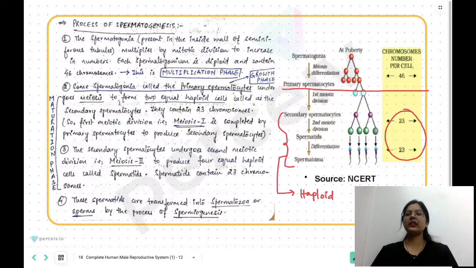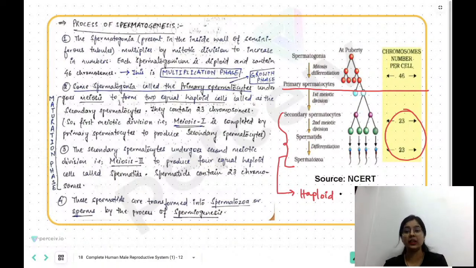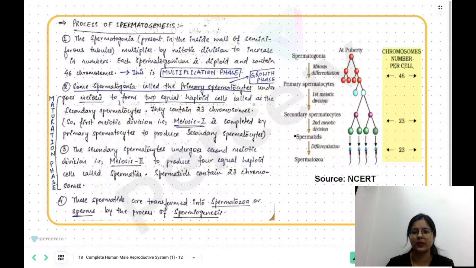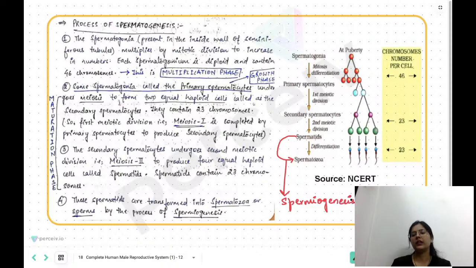Now the question that arises in your mind is that, क्या कोई ऐसा process है through which it is being called, तो ये जो प्रोसेस है ना जिसके थ्रू स्पर्मेटिड्स are going to get converted, these spermatids are going to get converted into spermatozoa, this process is called as spermiogenesis. Remember, इसको हम spermiogenesis बोलते हैं, जिसके थ्रू the spermatids are going to be differentiated.